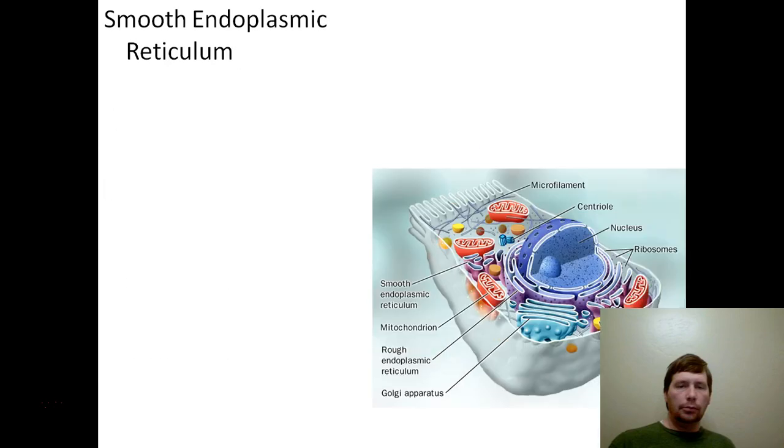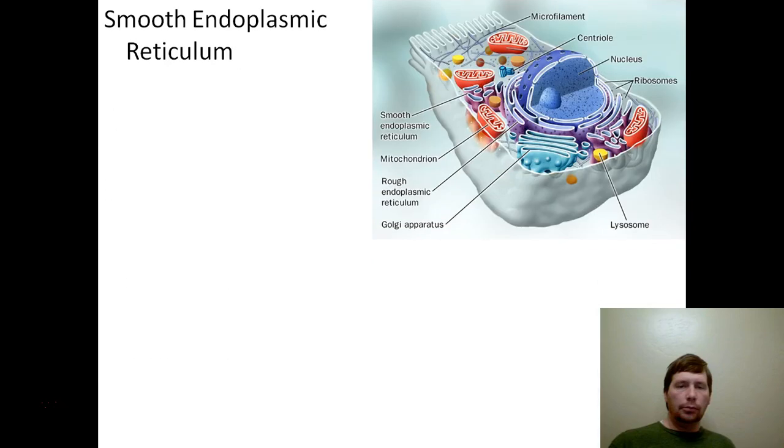All right, so when we're talking about the rough endoplasmic reticulum, we mentioned the smooth endoplasmic reticulum, so we better talk about that now. So the rough ER is involved in making proteins, and it looks rough because it has ribosomes attached to it. The smooth endoplasmic reticulum looks smooth because there are no ribosomes attached to it. Now, even though it doesn't have ribosomes, the smooth endoplasmic reticulum does some important things, and if it wasn't for it, you would die.